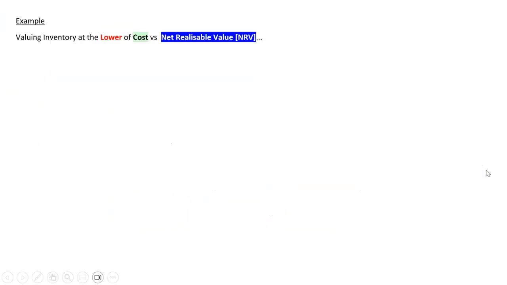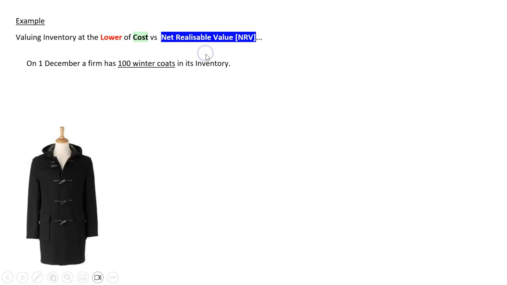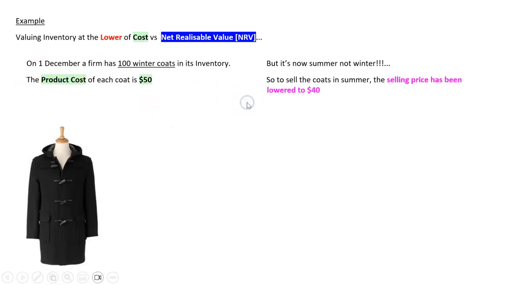Let's just take a basic example. When should we value inventory at the lower of cost or net realizable value? Let's pretend it's December, the start of summer, and we have 100 winter coats left in inventory. Well, if we don't sell them now, we're going to have to hold on to them in our warehouse until winter. We don't want to do that. The cost of these is actually $50 each. That's the product cost. But we want to get rid of them now because it's summer, not winter. We want to use the shelf space for something we can sell more of than winter coats.